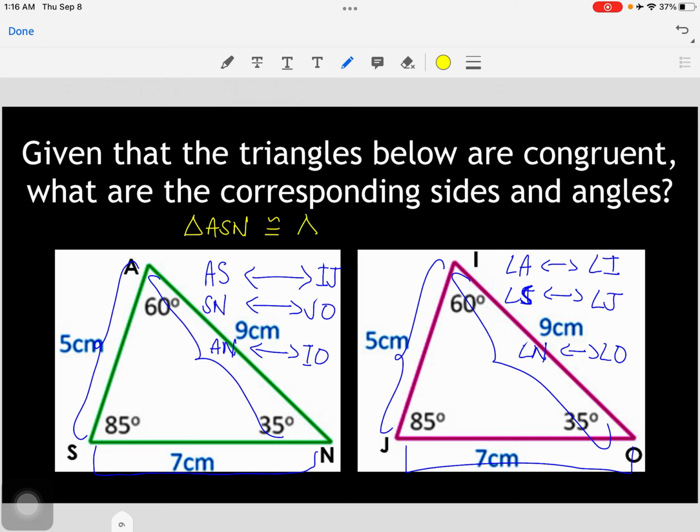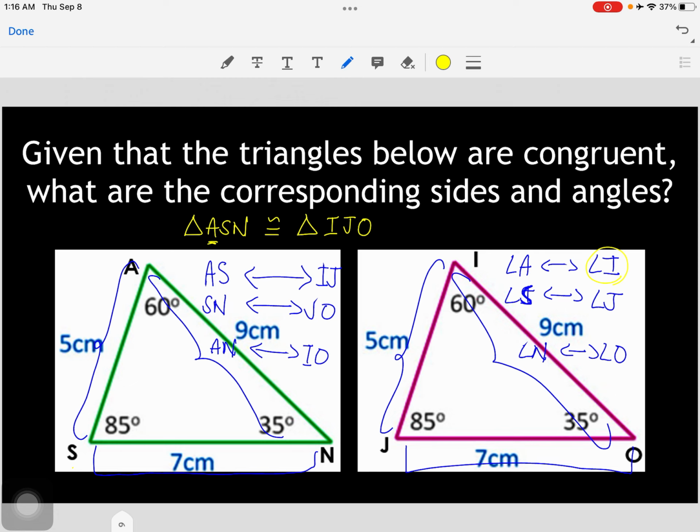So how should we write the second triangle? You look at the corresponding sides and angles. We know that angle A corresponds to angle I, so in your second triangle, you should also write angle I first. Angle S corresponds to angle J, so in your second triangle, you should also write angle J. And angle N, of course, corresponds to angle O, so it should also be last in your second triangle.